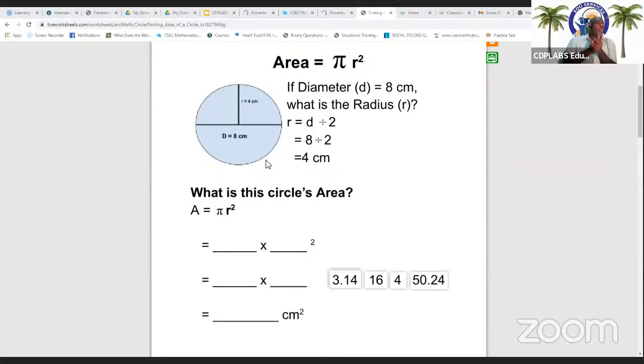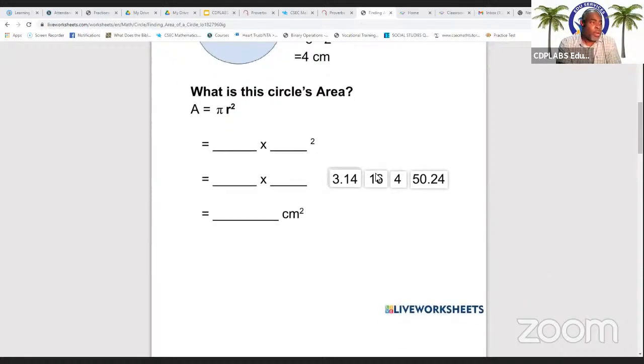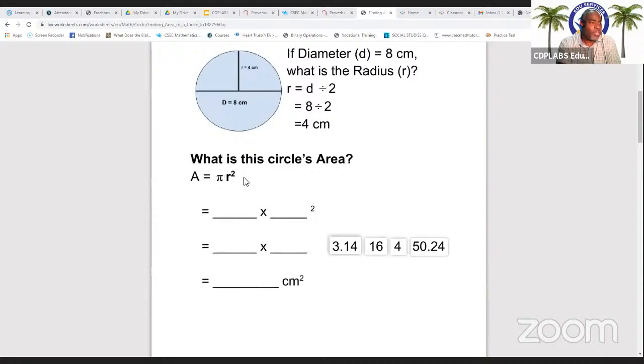So it says the area of the circle is, I know everybody should know that one, pi r squared. The diameter d is equal to 8 centimeters. What is the radius? They give an example that the radius is equal to diameter divided by 2. So they did 8 divided by 2 equals 4 centimeters. All right, so what is the area? What is the circle's area?